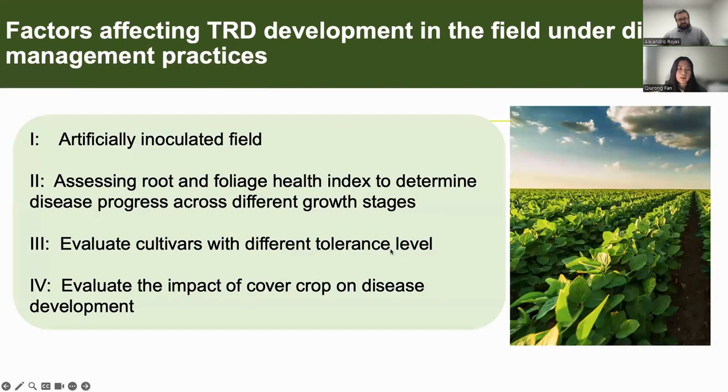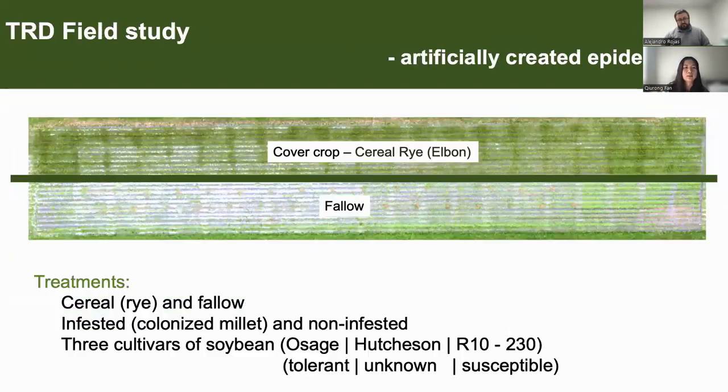Hence, in order to study the factors affecting TRD development in the field, we artificially inoculated a field and assessed the root and foliage health index to determine the disease progress across different growth stages using the approaches that I mentioned earlier. We also evaluated the cultivars with different tolerance levels, and evaluated the impact of the cover crop on disease development.